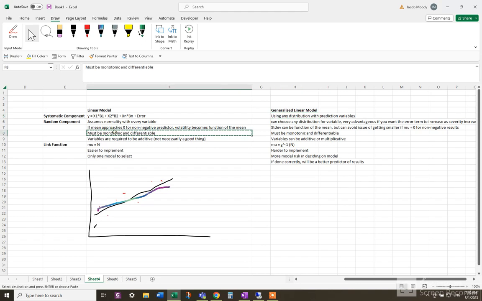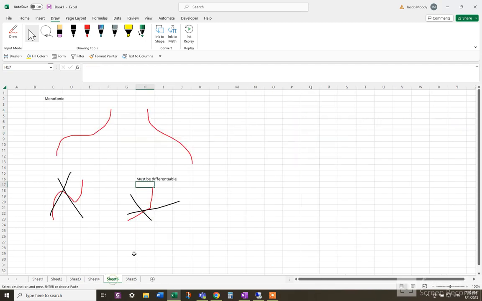It must be monotonic and differentiable. That's true for the linear model and the generalized linear model. What does that mean? Monotonic means it's constantly increasing or constantly decreasing, going up or down, so you can't have none of this right here. And it must be differentiable. You'll see that I have a crooked line right there. That's what differentiable means: it needs to be smooth like that.